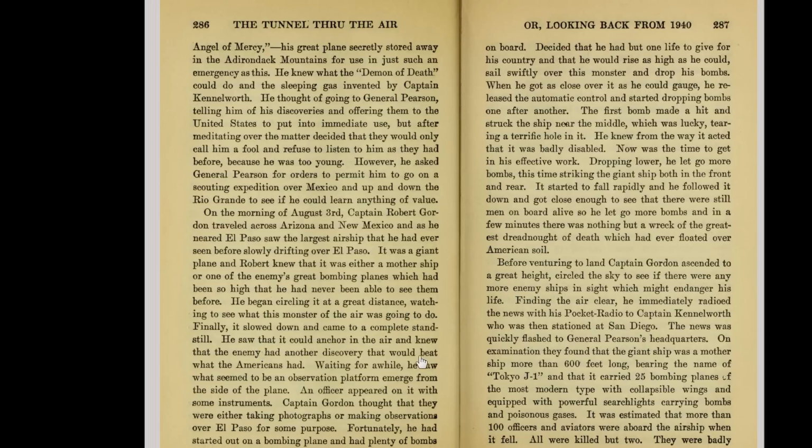He saw that it could anchor in the air and knew that the enemy had another discovery that would beat what the Americans had. Waiting for a while, he saw what seemed to be an observation platform emerge from the side of the plane. An officer appeared on it with some instruments. Captain Gordon thought that they were either taking photographs or making observations over El Paso for some purpose. Fortunately, he had started out on a bombing plane and had plenty of bombs on board. He decided that he had but one life to give for his country and that he would raise as high as he could, sail swiftly over this monster, and drop his bombs.